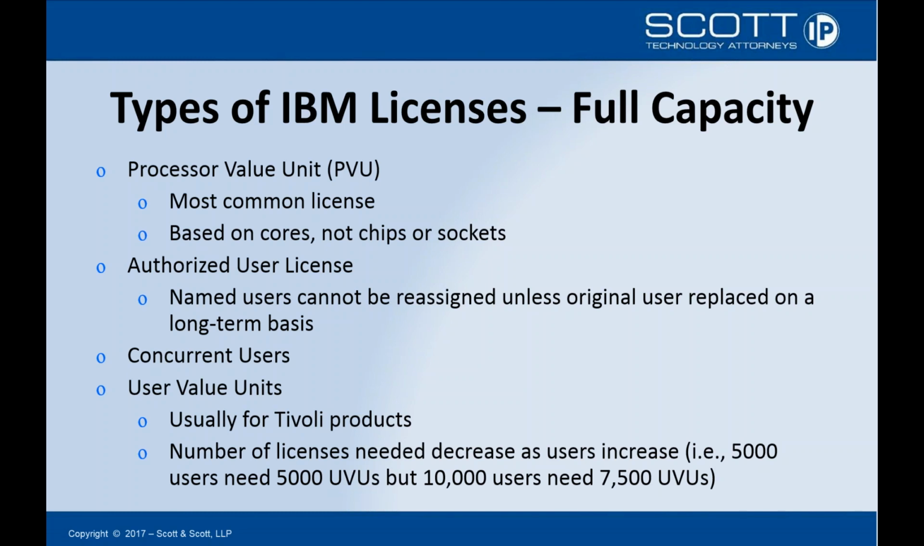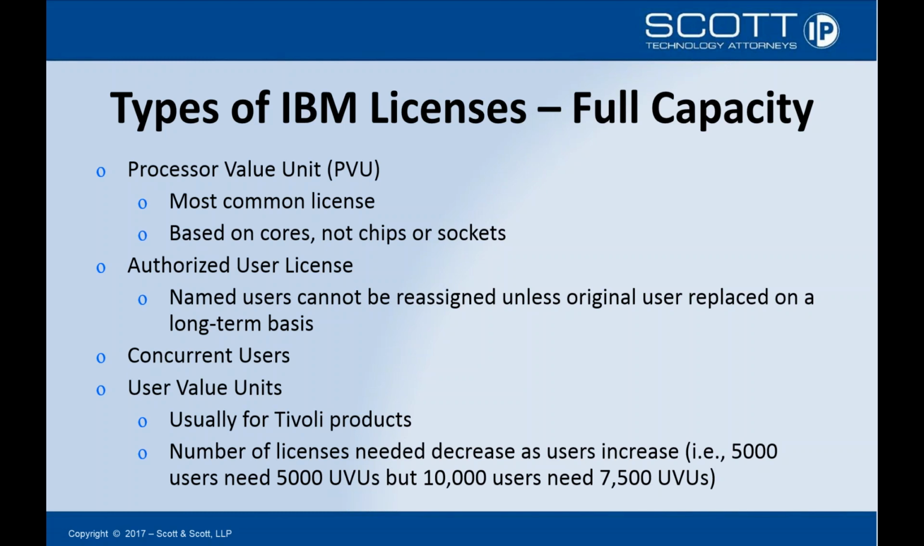IBM typically uses the processor value unit, or the PVU. It's based on cores. It's not based on chips or sockets. You can also use, in some instances, a combination of processor licenses and authorized user licenses, or just authorized user licenses. Increasingly less common are concurrent users, which allow a certain number of users at any given time to access. And then there's also a UVU, or user value unit. It's typically restricted to Tivoli products.